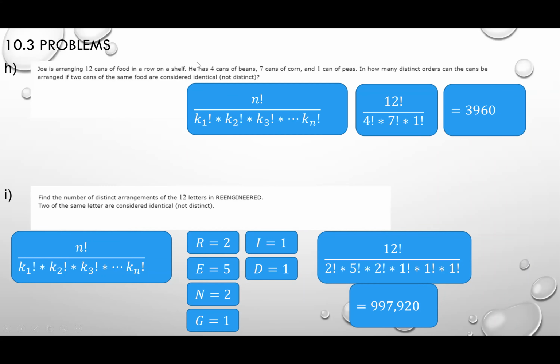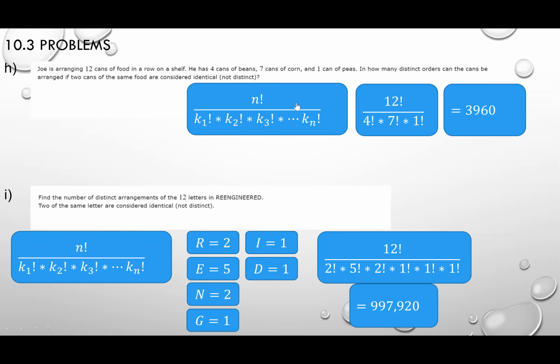Similarly, on top, this is what they tell you: Joe wants to arrange 12 cans on a shelf. And again, we want distinguishable items, right? They have to be in distinguishable order. So what do we have? There are 4 bean, 7 corn, and 1 pea, right? Looking at this, 4, 7, and 1 together is 12. So all we need to do is take the total and divide by the individual repeated items.